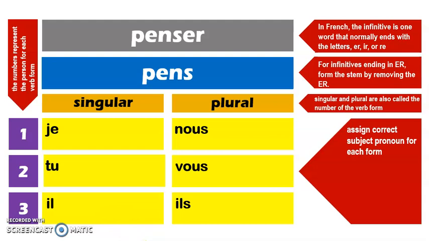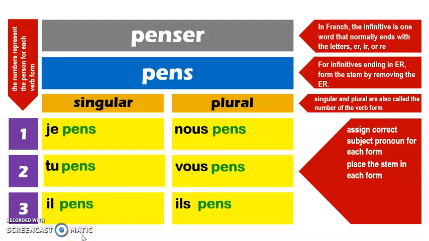Now what's next? Now we place the stem in each form. That was step 4. So again, here's my stem, P-E-N-S. I'm going to place that now next to the subject pronoun in each form. And there you go. Now I've got my stem ready. Now the last step is to add the correct ending to each stem.